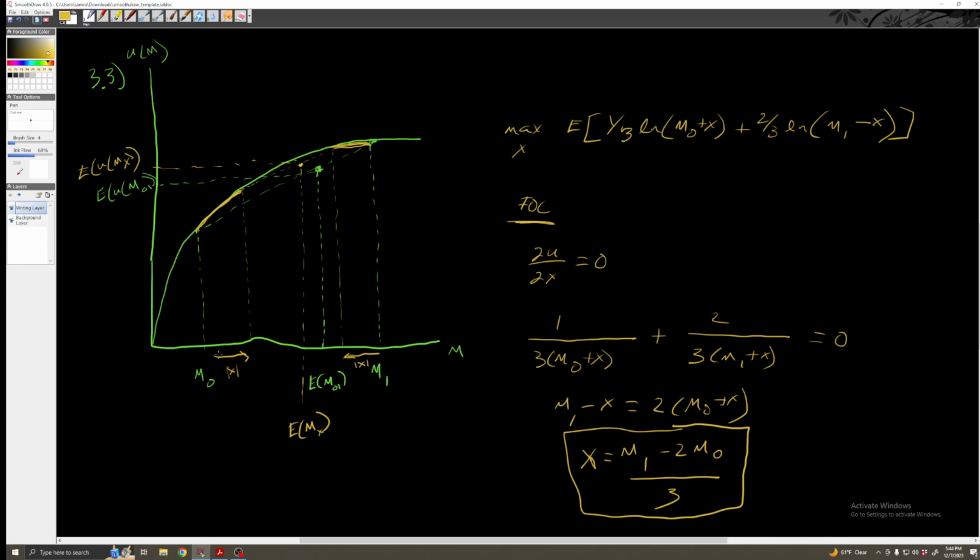We give it up in the good case, but we gain it in the bad case. So this is the x that maximizes our expected utility. It can be defined as a function of m sub 1 and m sub 0. And obviously the probabilities are baked into our expected utility function, so they're reflected in the 1/3 and 2/3 that are applied to either case. All right, cool. So that's the problem. If you guys have any questions, let me know.